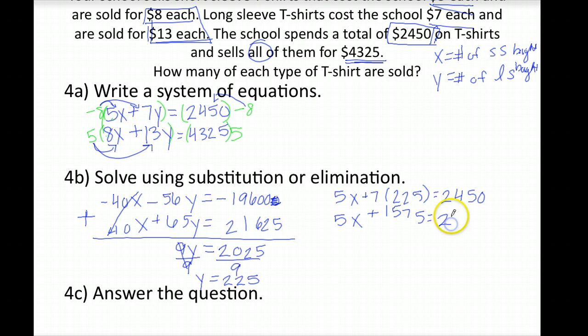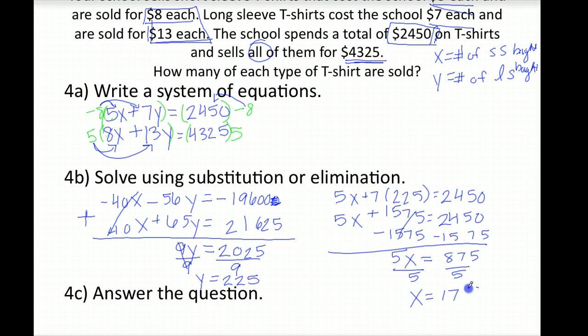1,575 equals 2,450. And I'll subtract 1,575 from both sides. I'll get 5x equals 875, divide by 5, so x equals 175.